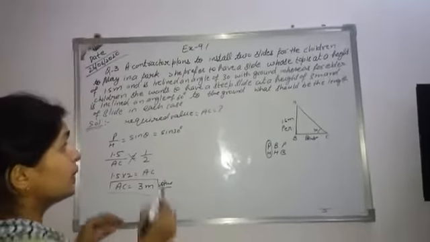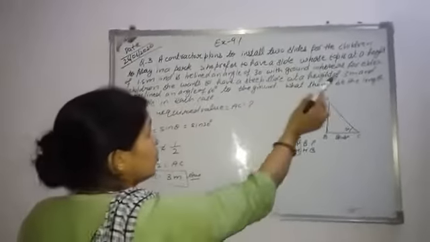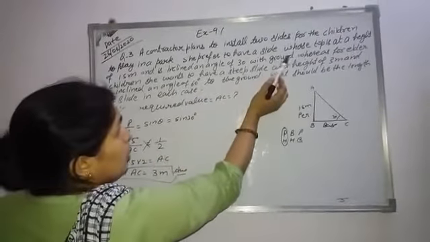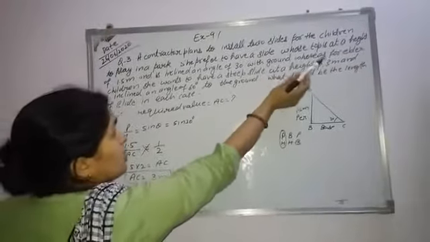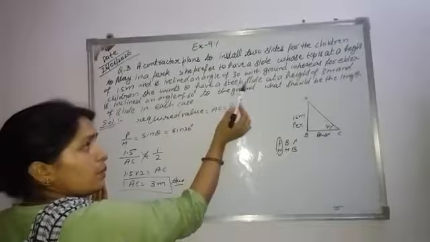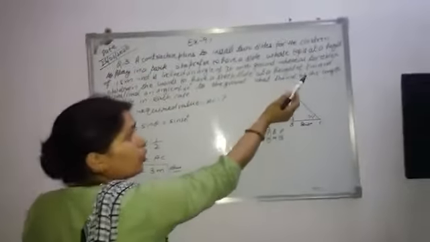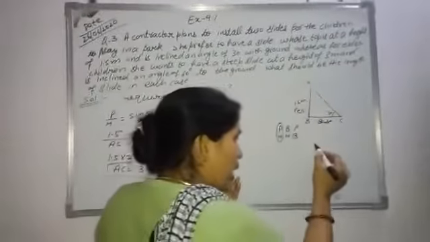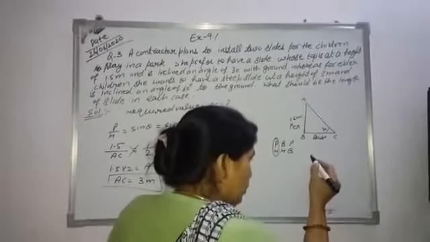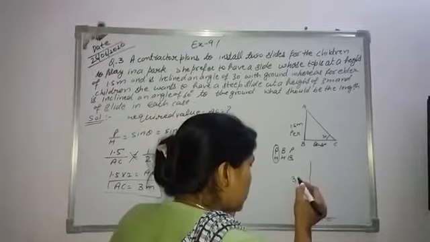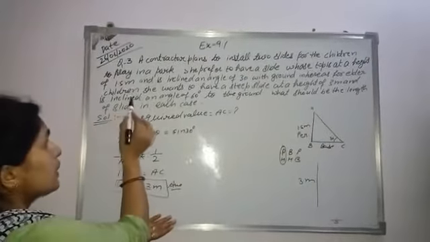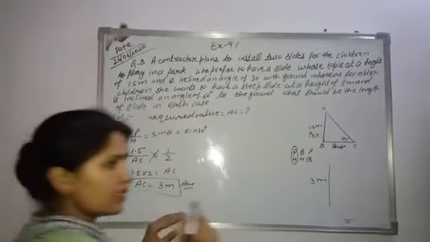Now come to the second case. In the second case, what condition is given to us? For elder children she wants to have a steep slide at a height of 3 meters. Now what is the height? The height in this case is 3 meters. So this is the height, and let us suppose this height is equal to 3 meters, and it is inclined at an angle of 60 degrees.